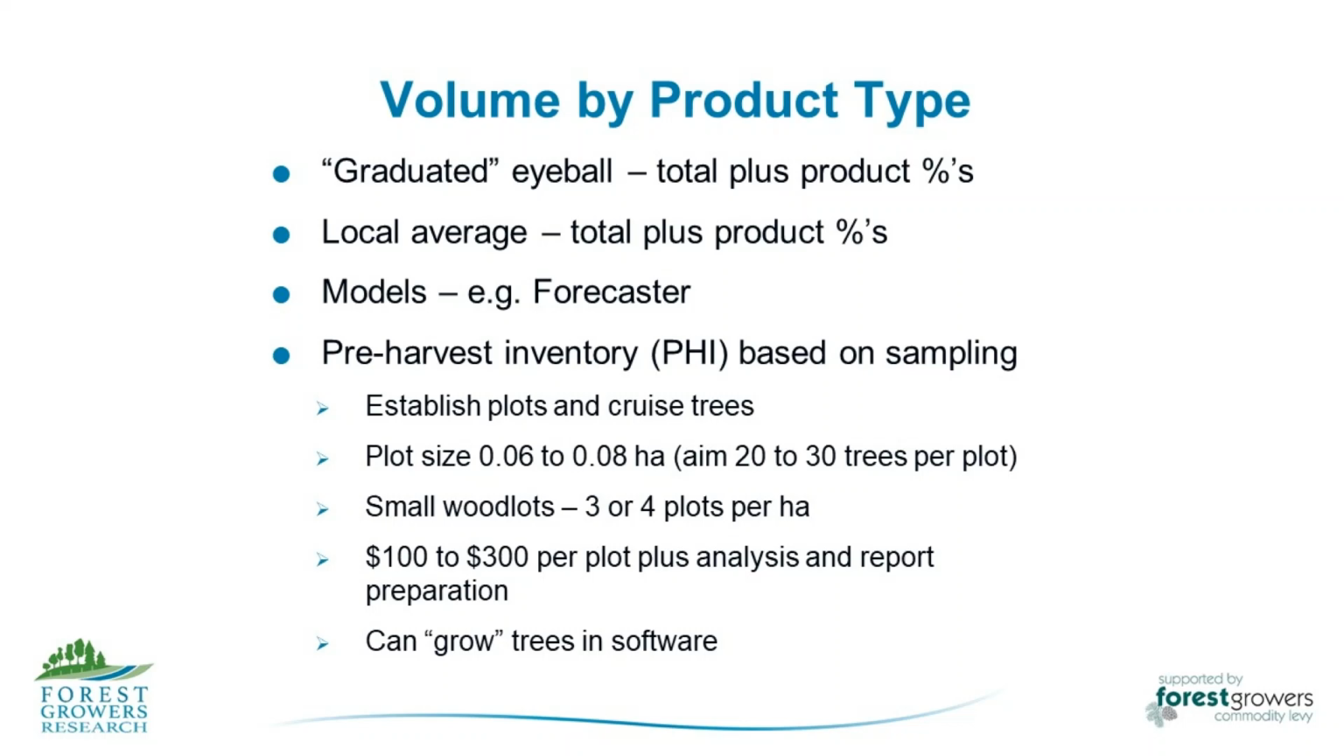A more professional assessment will include a formal pre-harvest inventory, or PHI, based on detailed measurements of a sample of representative trees. Careful design of the inventory is required. In big forest blocks, one plot per 1 or 2 hectares may be sufficient. In small woodlots, it is likely that the same number of plots in total would be required, which may equate to 3 or 4 plots per hectare.